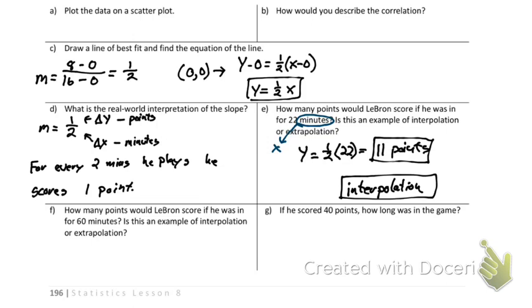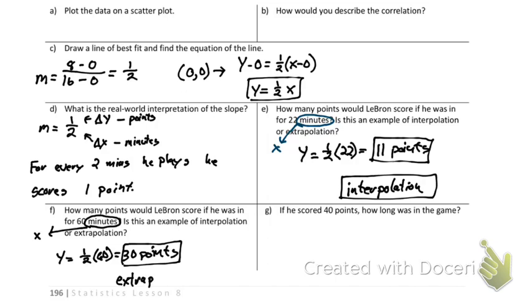All right, how many points would LeBron score if he was in for 60 minutes? We already said that minutes was our x value. So we're going to go y equals 1/2 times 60, which is going to equal 30 points. Would this be extrapolation or would this be interpolation? Brendan, it'd be extrapolation. Would that be stronger or weaker than interpolation? It'd be weaker. Yeah, thank you. Extrapolation.